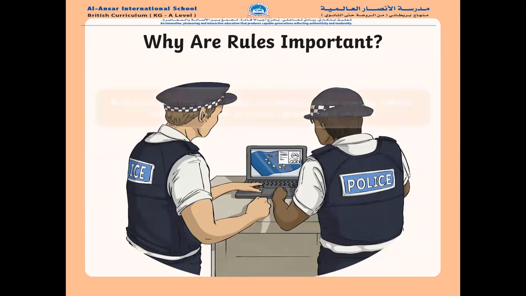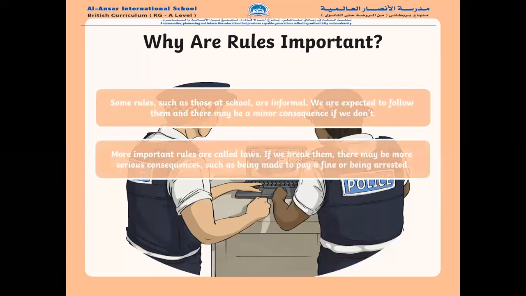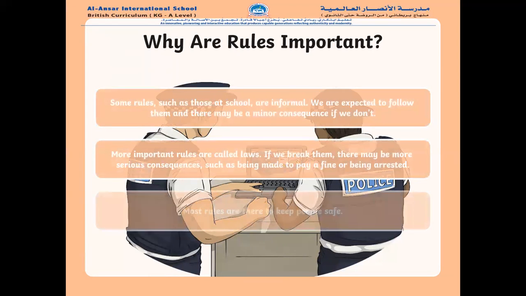Why are rules important? Some rules, such as those at school, are informal. We are expected to follow them, and there may be a minor consequence if we don't. But more important rules are called laws. If we break them, there may be more serious consequences, such as being made to pay a fine or being arrested. Most rules are there to keep people safe.